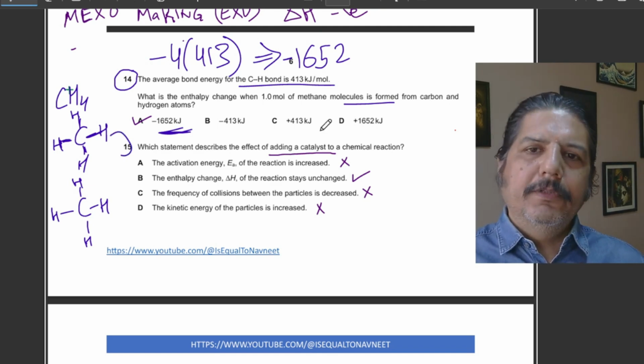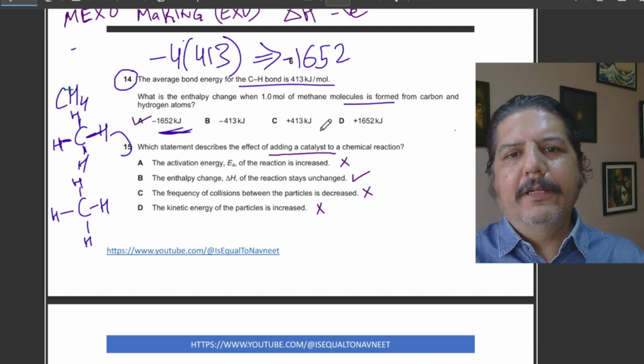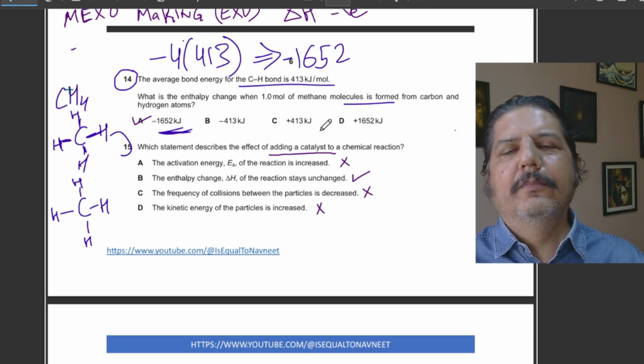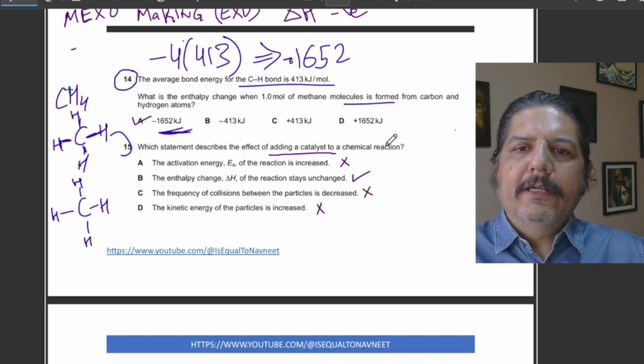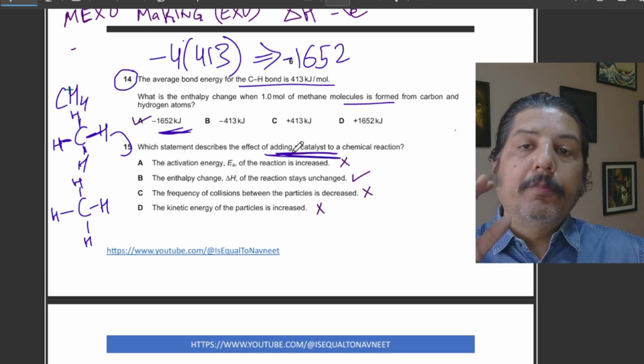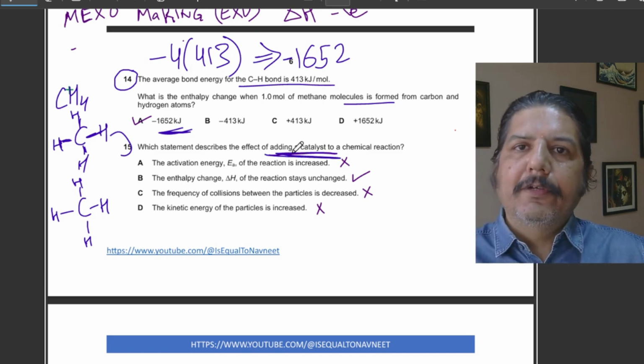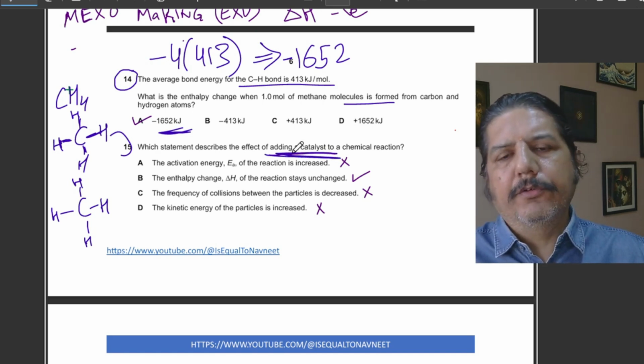Next, adding a catalyst. It's a rate of reaction question, but here delta H was used, so that's why I included it here. This statement describes the effect of adding a catalyst to a chemical reaction. I won't be going into detail, as I have another lecture where I have covered the rate of reaction questions. But when you add a catalyst, the delta H doesn't change. Remember that. The enthalpy of the reaction doesn't change.